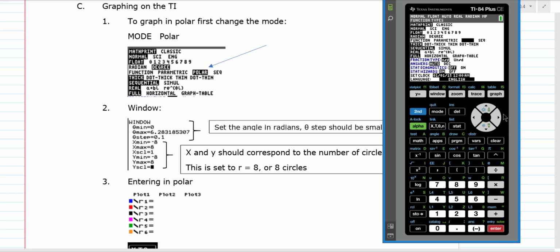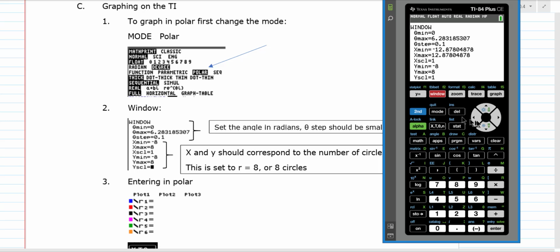Press enter, and then you're going to be ready to start graphing stuff in polar. Next thing I want to talk about is the window. And what you generally do is start at 0, you can go to as high an angle as you want to. I'm going to go 2 pi. 2 pi is probably going to be good enough for anything we're going to do, except maybe the spirals at the end of the section.